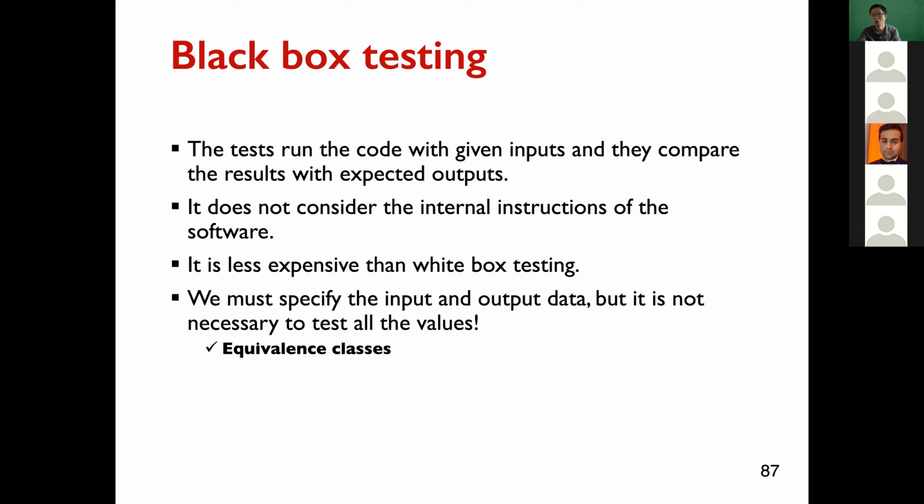So we don't look at the code in black box testing. Tests run the code with given input and they compare the results with the expected outputs. It doesn't consider the internal code. It's less expensive than white box testing because we don't want to test all the paths or the lines. We just want to test the behaviors, right? We just want to test it based on the requirements. So we must specify the input and output data.